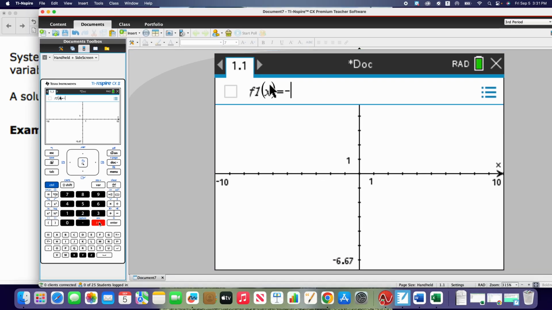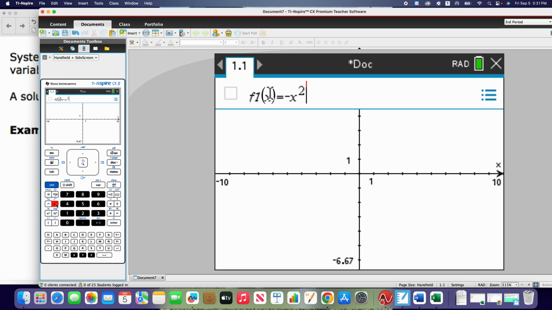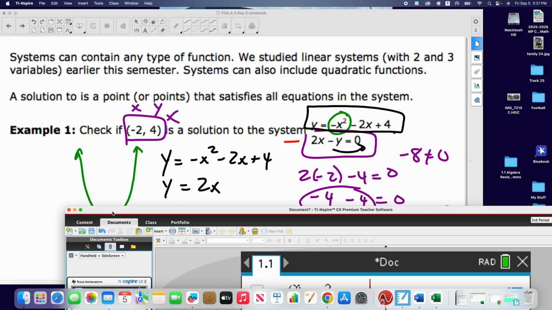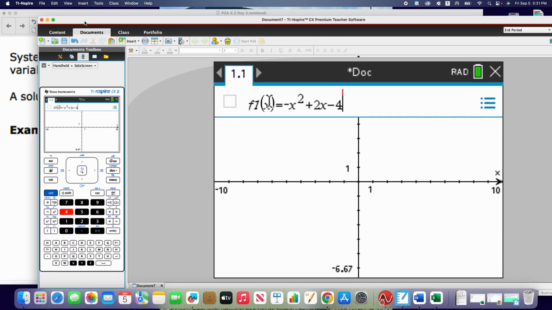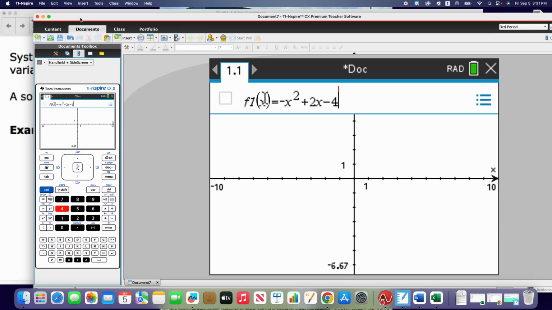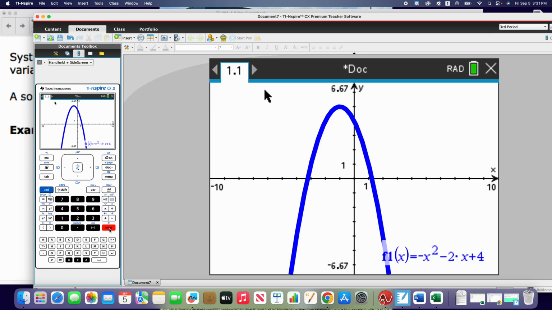I'm going to go negative x squared plus 2x minus 4. Let me double check that to make sure that was right. X squared minus 2x plus 4. So I got my negatives and positives switched. So minus 2x plus 4. Okay? And there is that parabola.